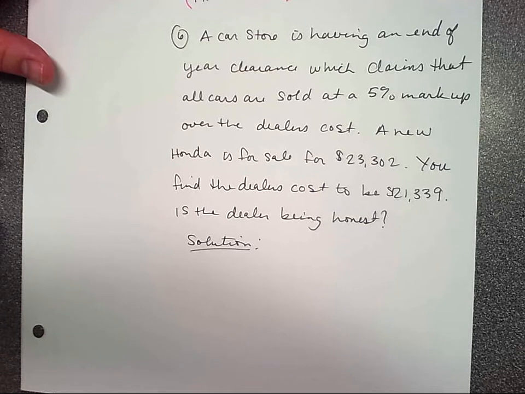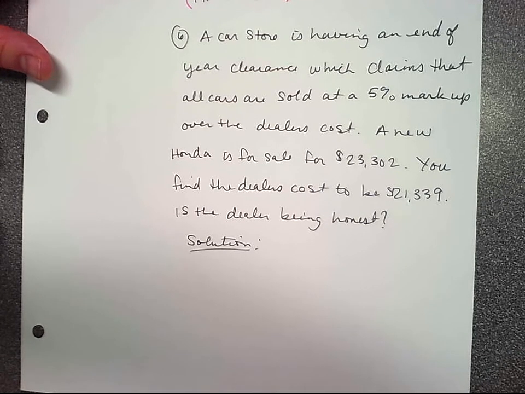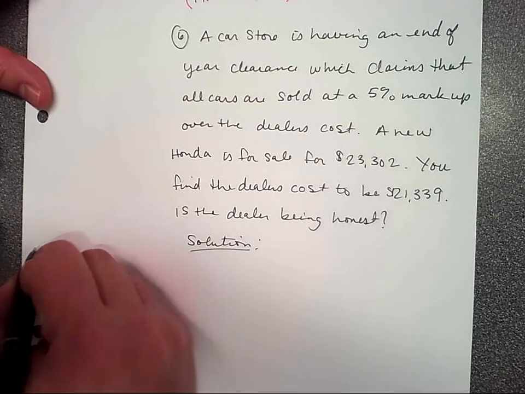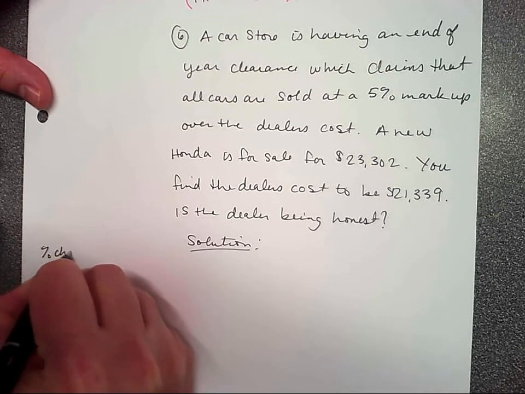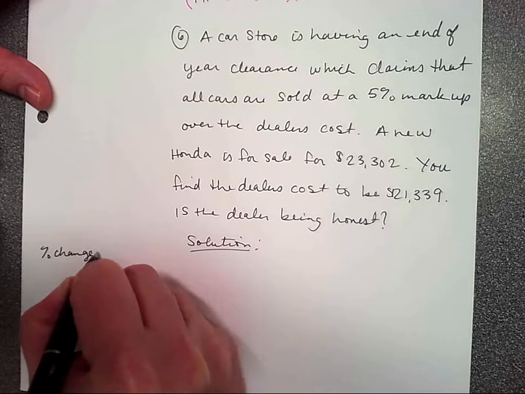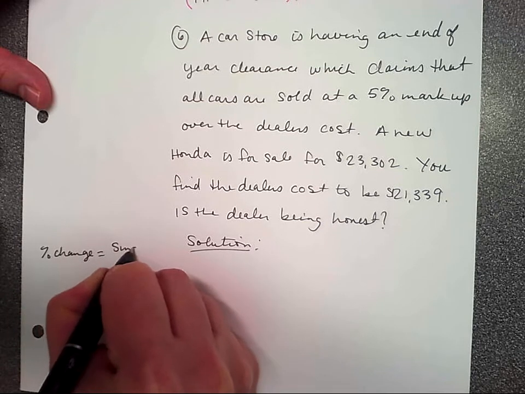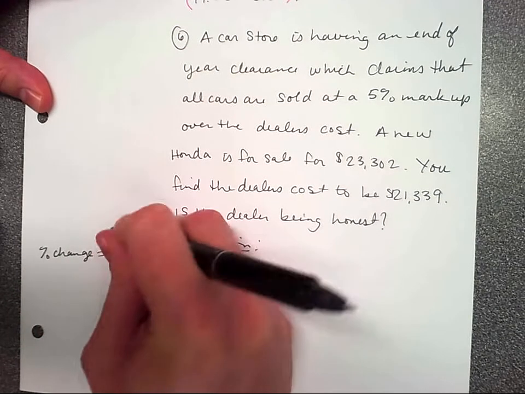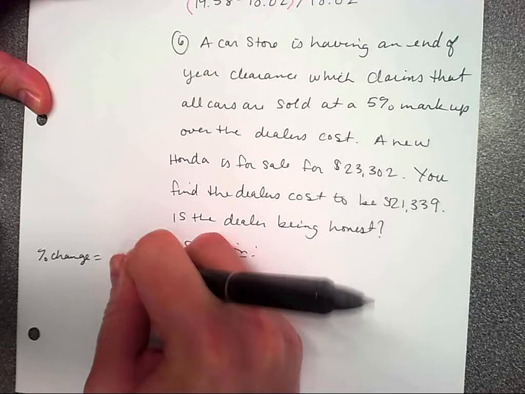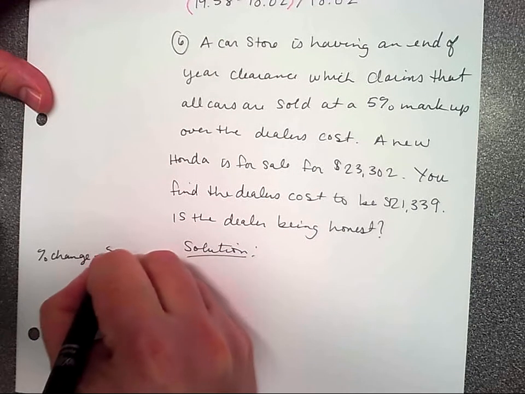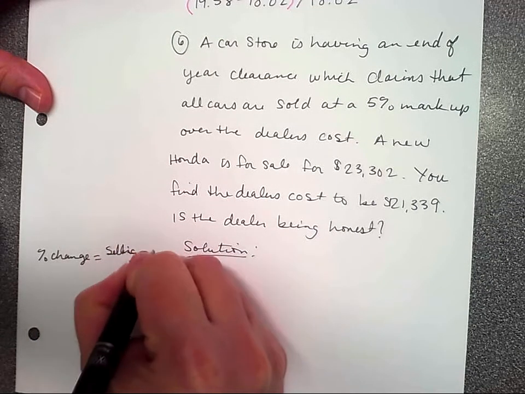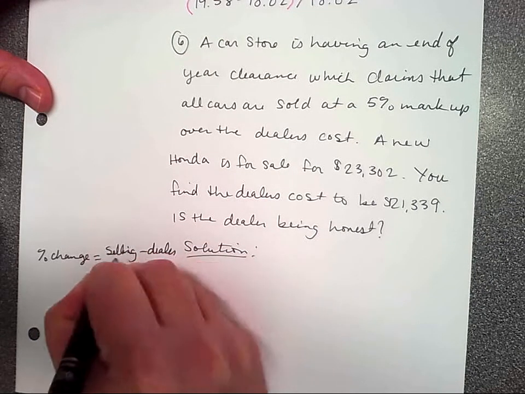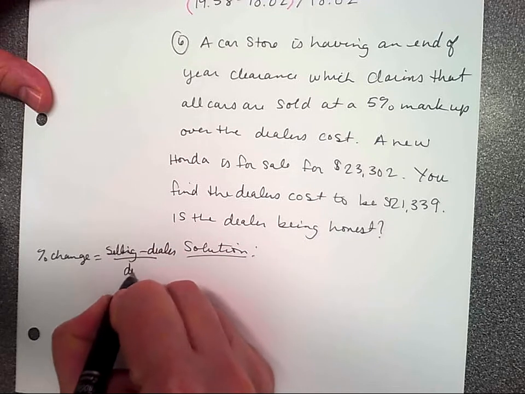Okay, so who's got an idea? I'm still not even done. So let me write: percent change equals selling cost minus dealer cost over the dealer cost.